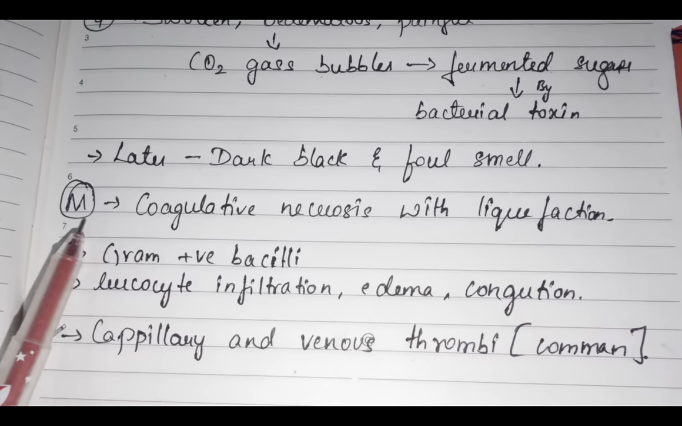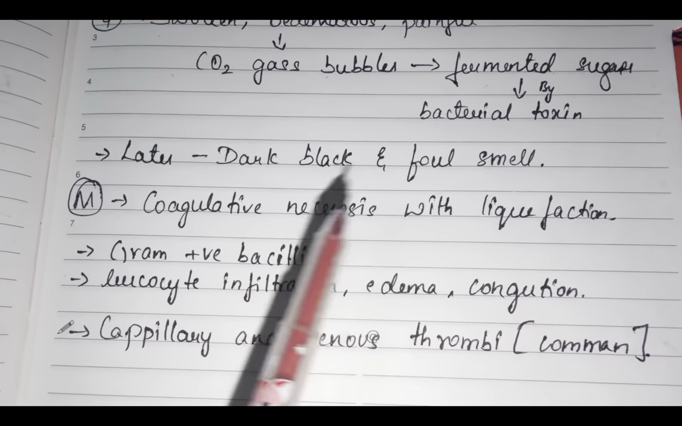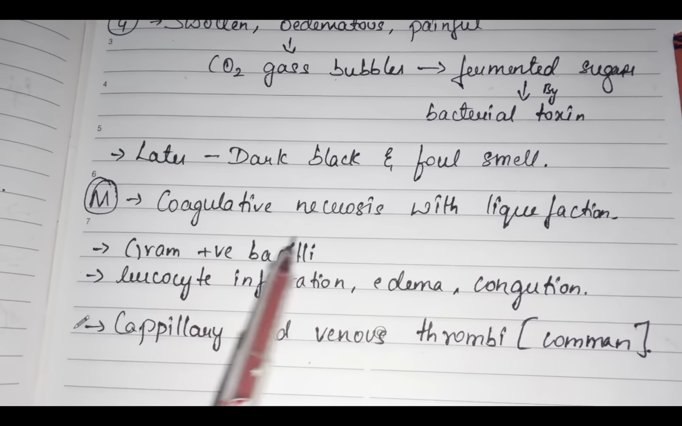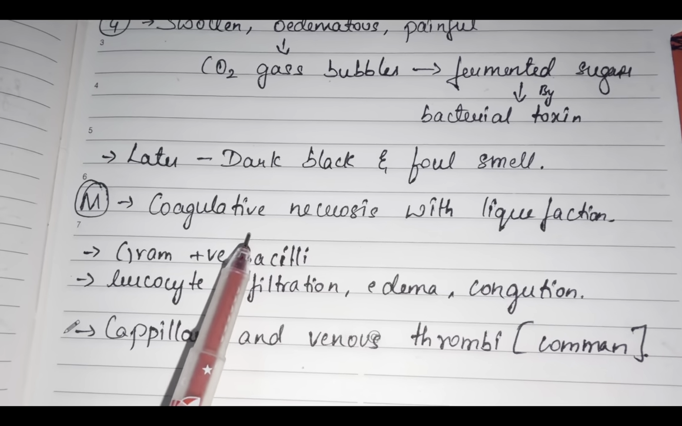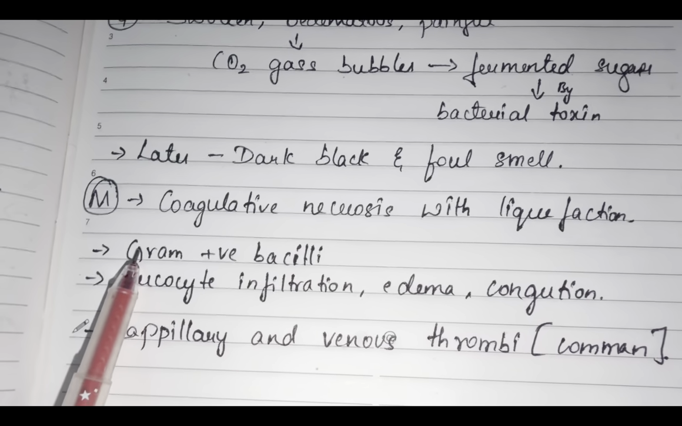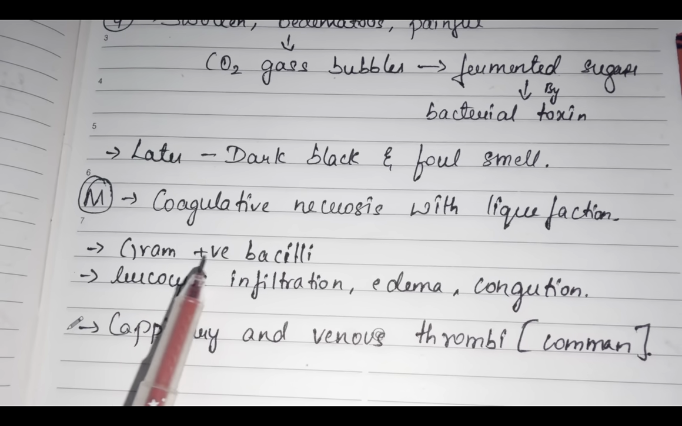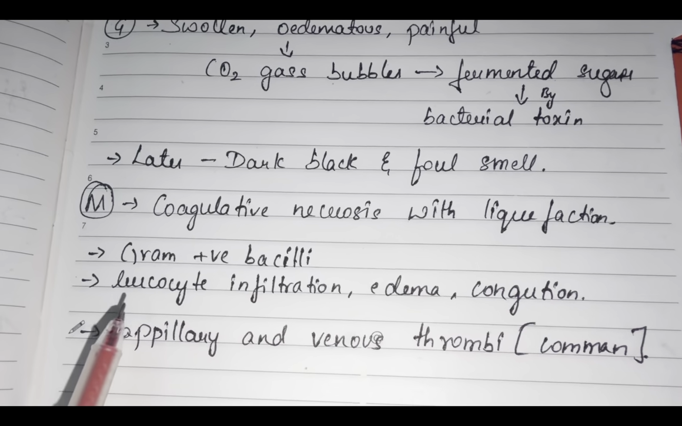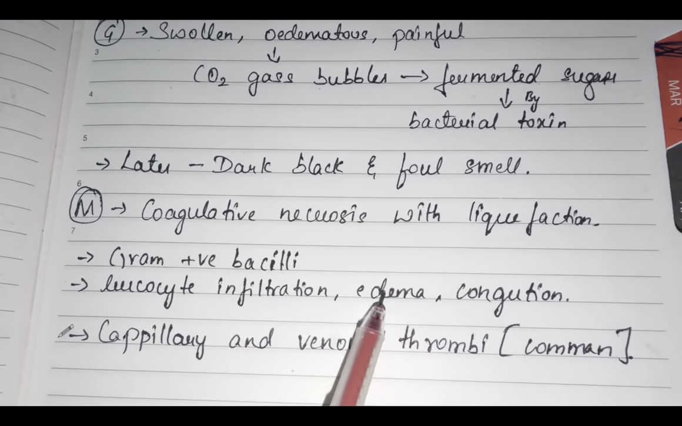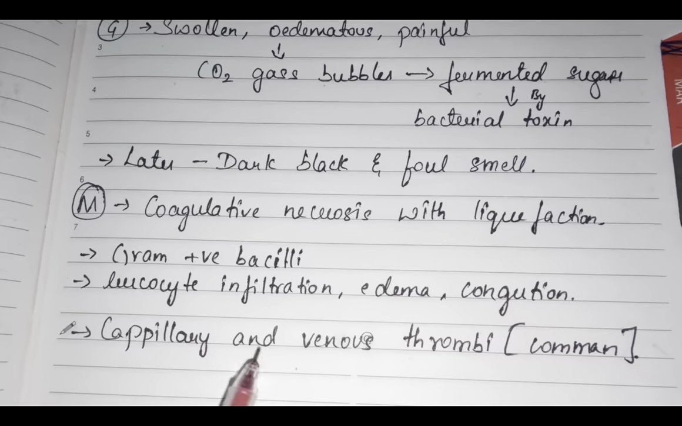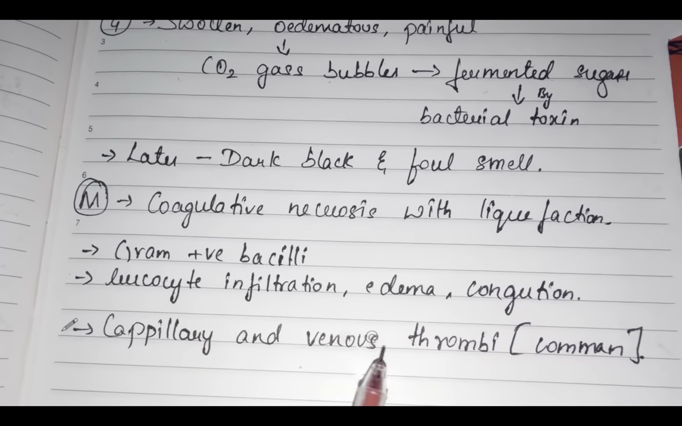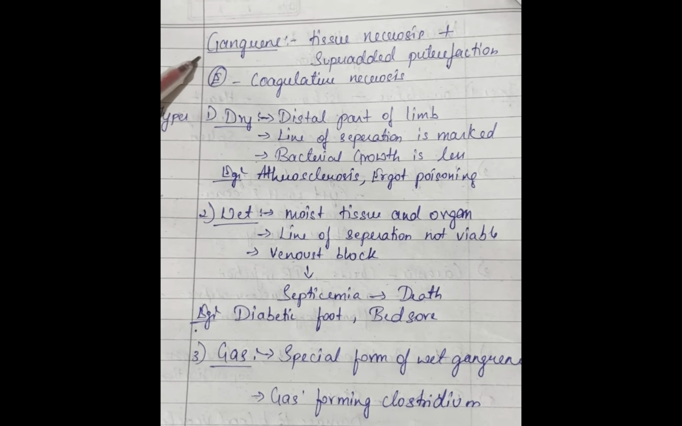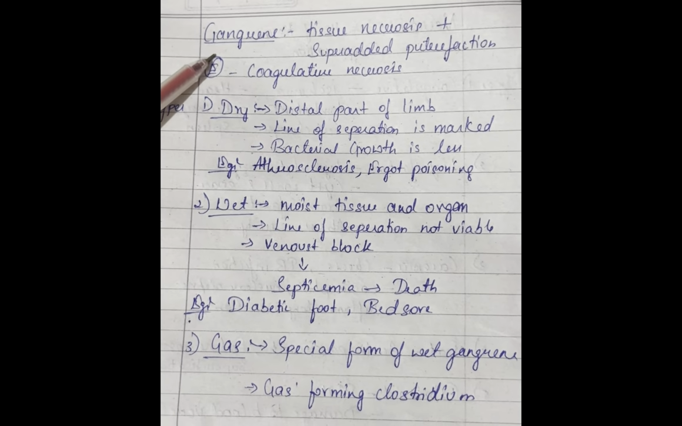Lastly, the microscopic features. We can see coagulative necrosis with liquefaction. Almost all the gangrenes are due to coagulative necrosis. Next, we can see gram-positive bacilli, leukocyte infiltration, edema, and congestion, and most commonly you can see capillary and venous thrombi.